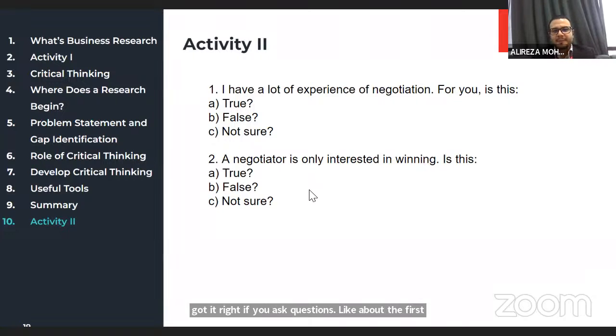If you would ask me, I have a lot of experience, what do you mean by experience? Is it successful negotiations or is it just negotiation? That would clearly put A as the correct answer. And for number 2, you could have asked maybe, who is the person I'm negotiating with? What's the topic of negotiating? Sometimes you really want to win, but in order to win, you need to have the other party as a winner too. All right, thank you very much.